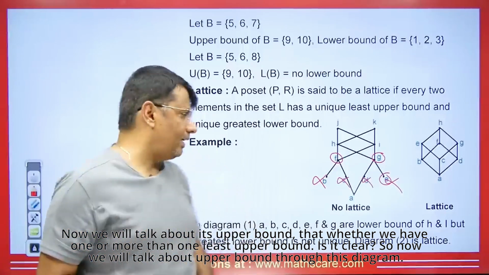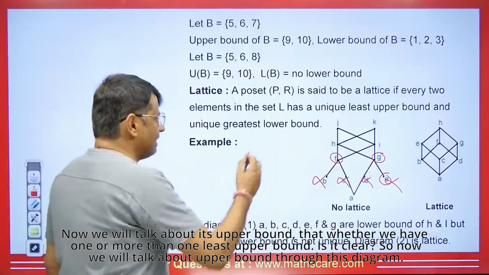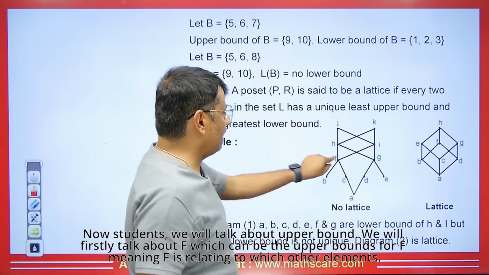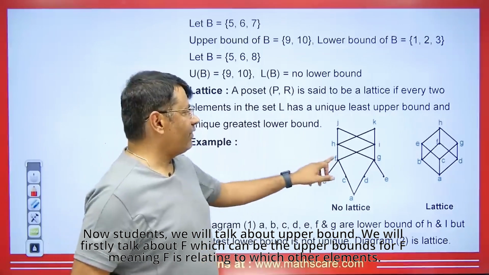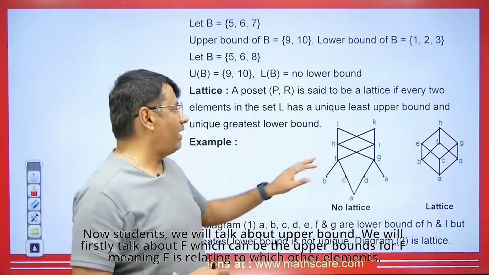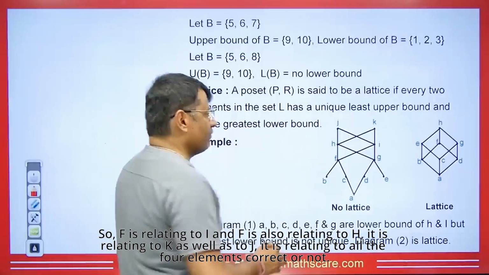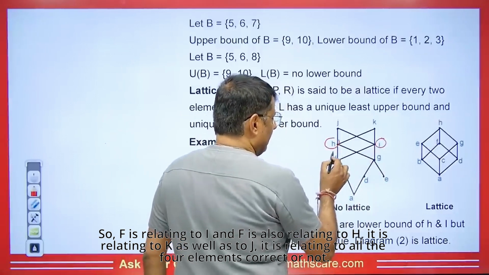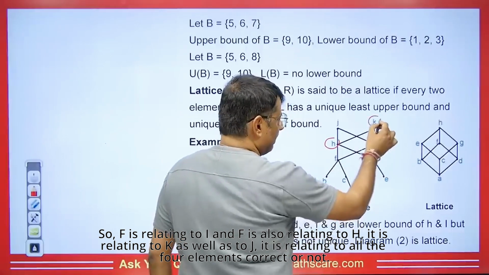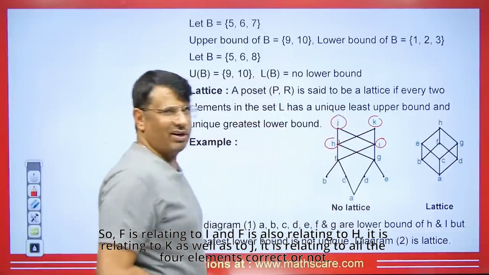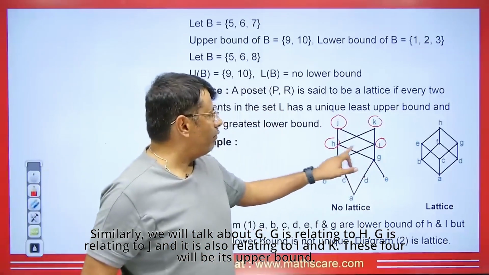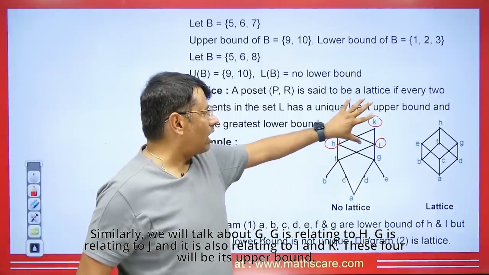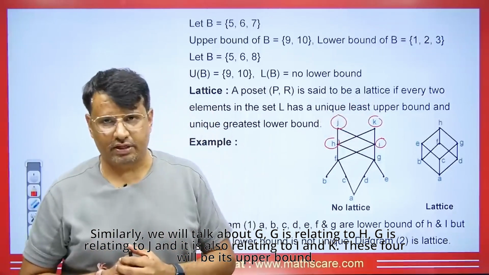Is it clear? So now we will talk about the upper bound through this diagram. We will firstly talk about f: which can be the upper bounds for f, meaning f is relating to which other elements. So f is relating to i and f is also relating to h. It is relating to k as well as to j. It is relating to all four elements. Correct or not? Similarly, we will talk about g. g is relating to h, g is relating to j, and it is also relating to i and k. These four will be its upper bounds.